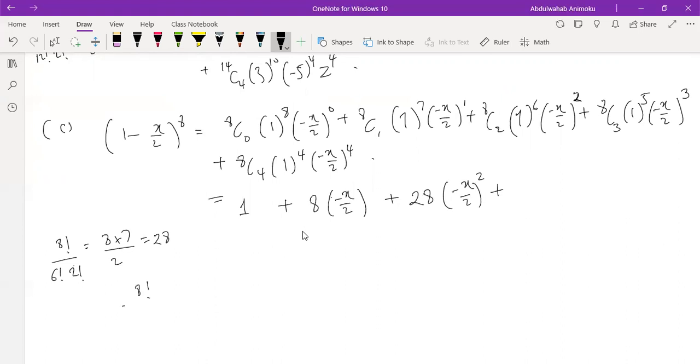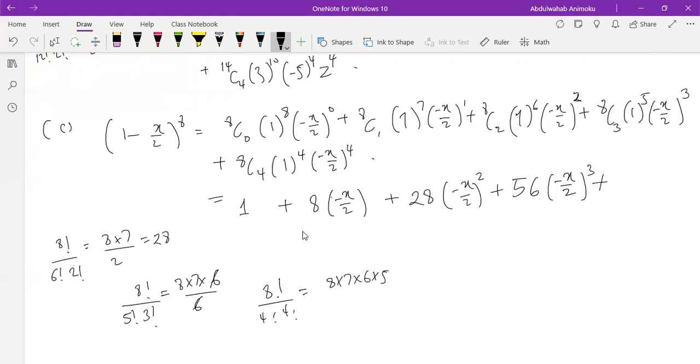What about 8 combination 3? That will be 8 factorial over 5 factorial, 3 factorial. So 8 times 7 times 6 over 6. So that's just 8 times 7, which is 56. So we'll have 56 minus x over 2 raised to the power 3. Then the last one, 8 combination 4. So which is 8 times 7 times 6 times 5, all over 4 factorial, which is 4 times 6. 4 here will go as 2. So that's 10 times 7, that is 70. So we have 70 minus x over 2 raised to the power 4.